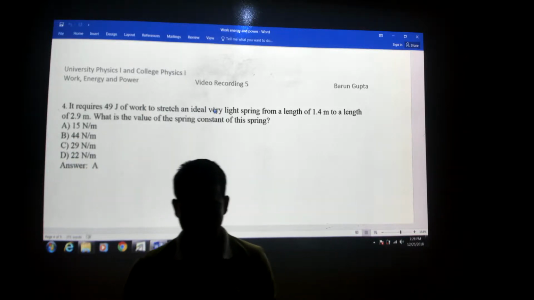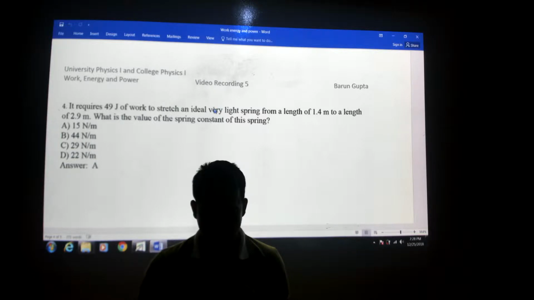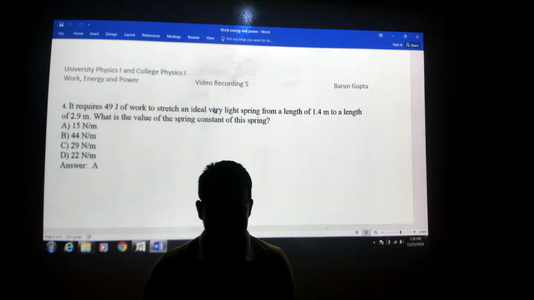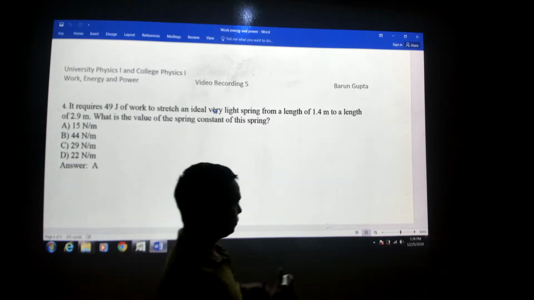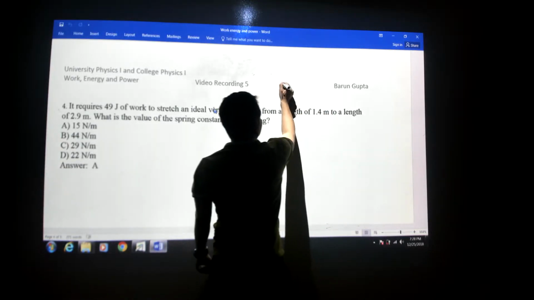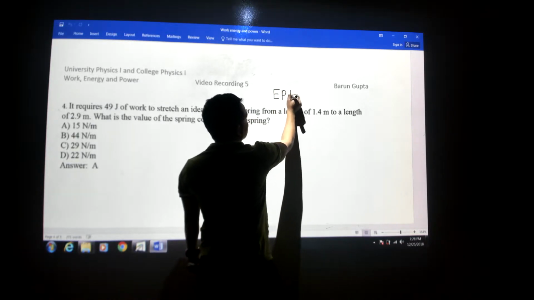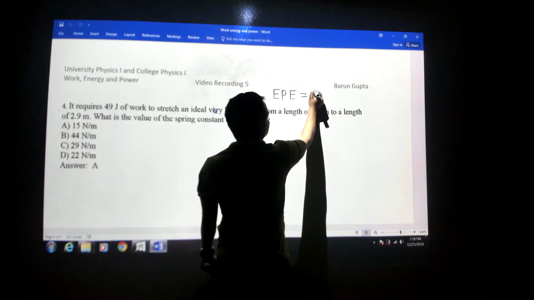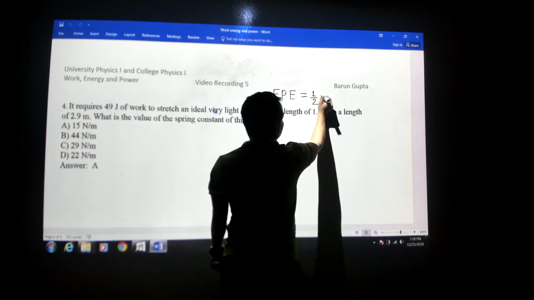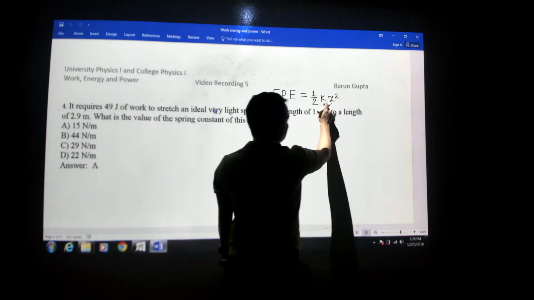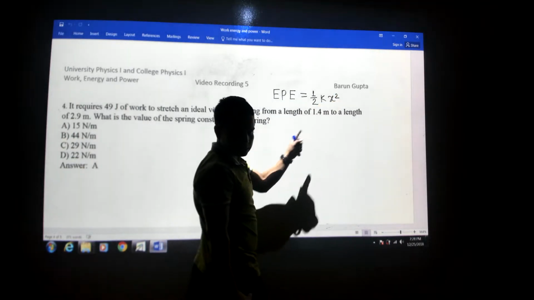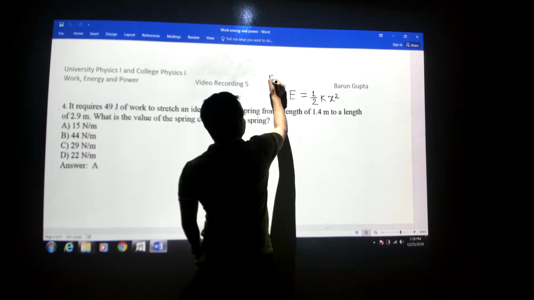This problem requires the understanding of the elastic potential energy in a spring. If you remember, the elastic potential energy stored in a spring is equal to half kx squared. This is equal to half k x squared. K is the spring constant and x is the displacement. This is elastic potential energy.